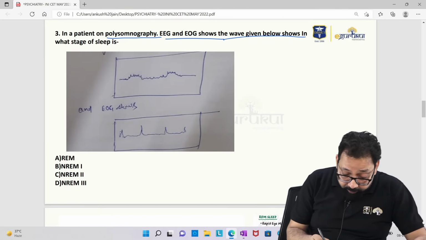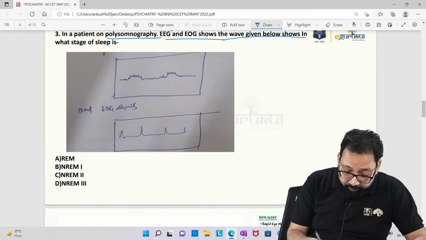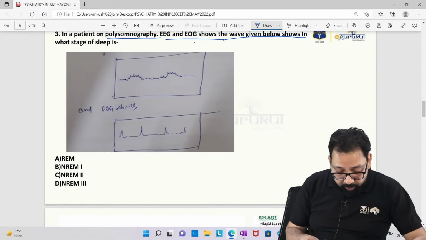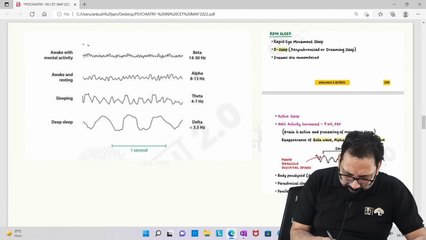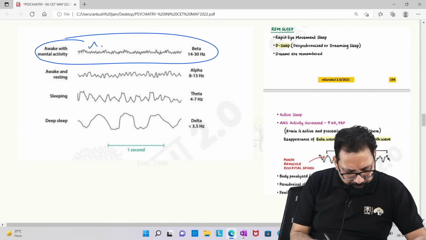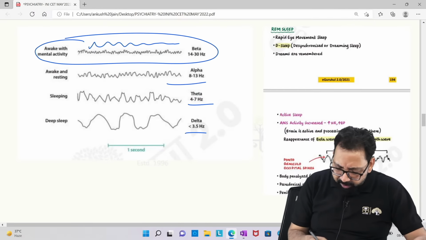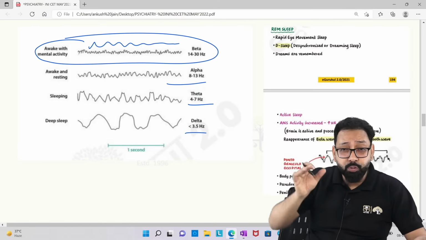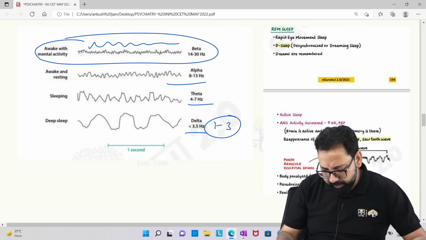I will discuss that, don't worry. So they gave EEG and they gave electro-oculogram, so we can differentiate. You all know these are beta waves, high frequency, low amplitude. Alpha waves, theta, delta waves: high amplitude, slow wave, 1 to 3 frequency. You all know, I'm not going into discussion.